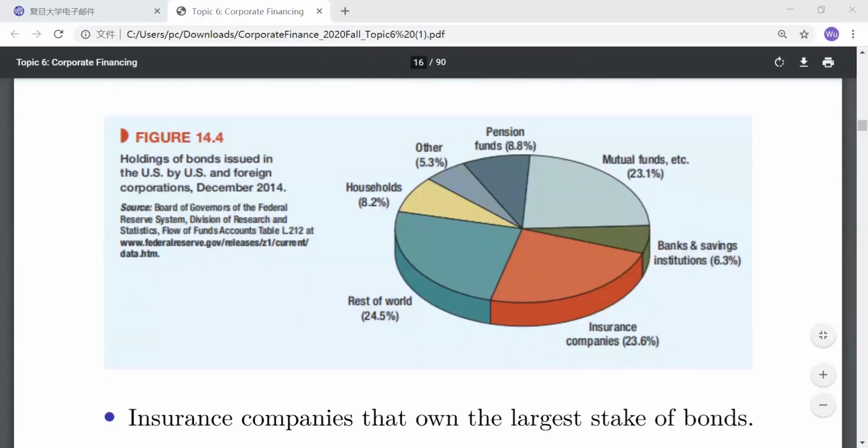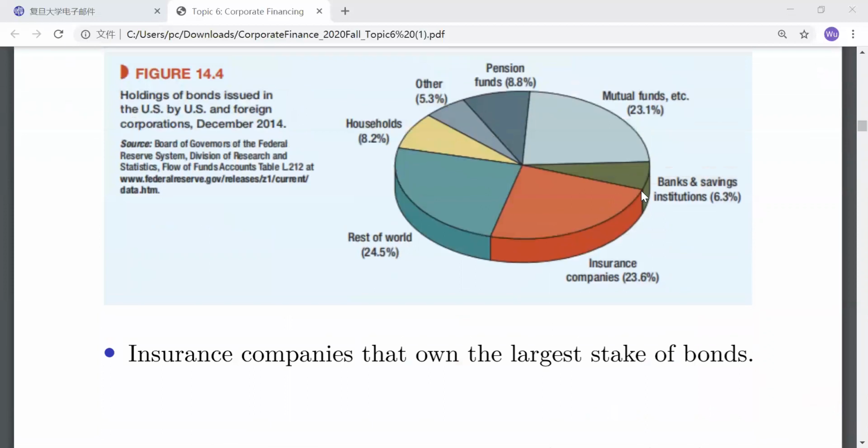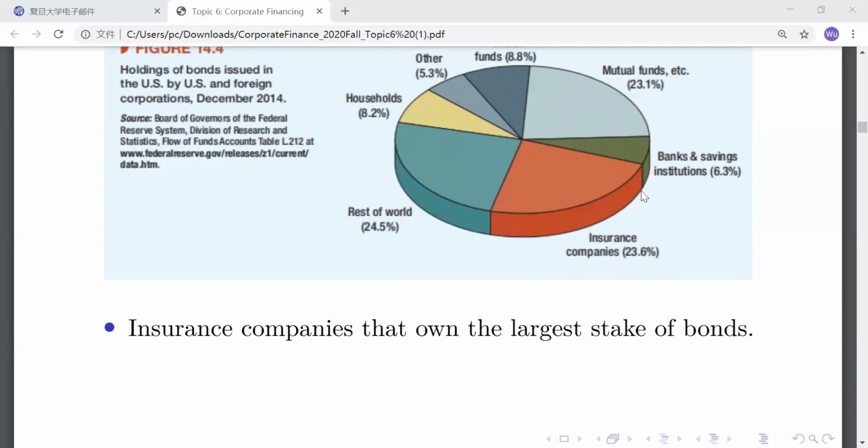This graph shows the holdings of bonds issued in the US by US and foreign corporations. You can see most of them are held by insurance companies, and also the rest of the world, like foreign corporations. Households hold 8.2%, mutual funds hold 23.1%. Insurance companies own the largest stake of the bonds, because they're typically long-run oriented and prefer regular payments from bonds. They don't pursue risky investments. That's why they hold the largest stake of the bonds.